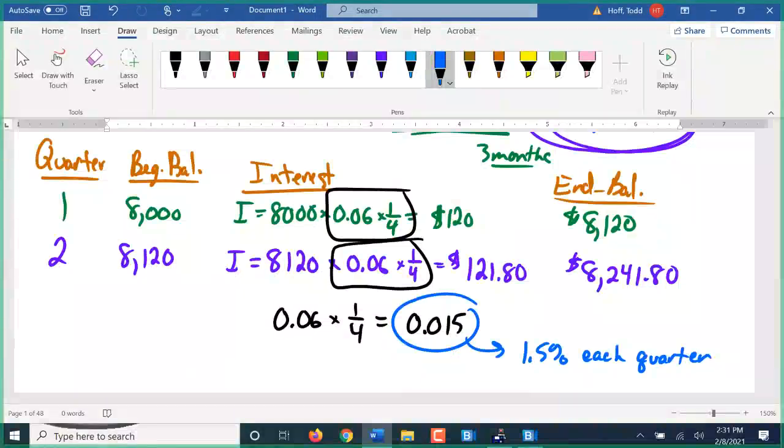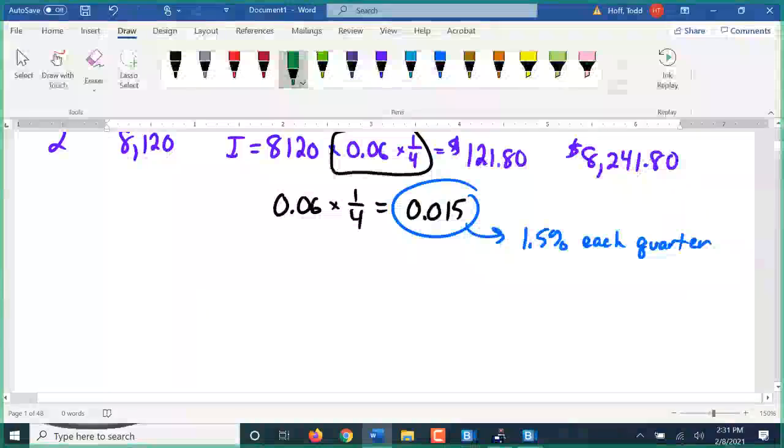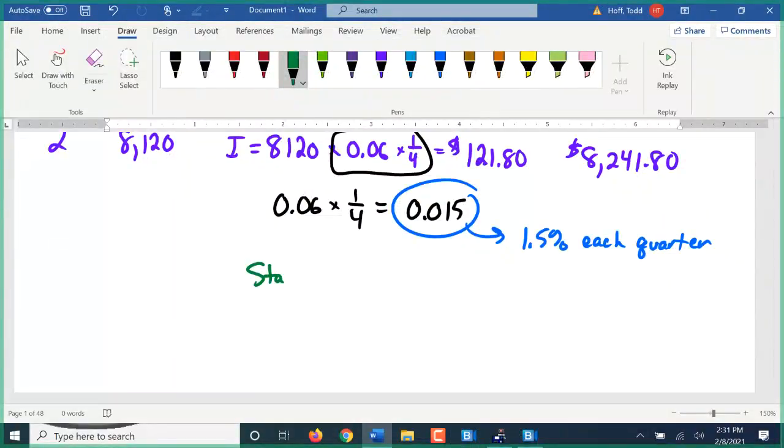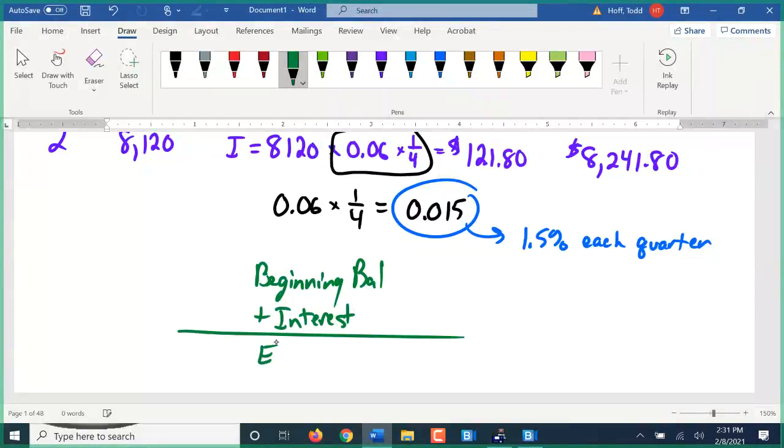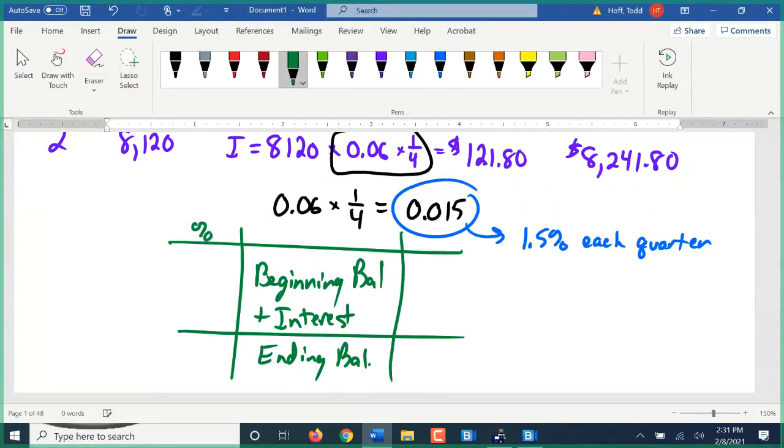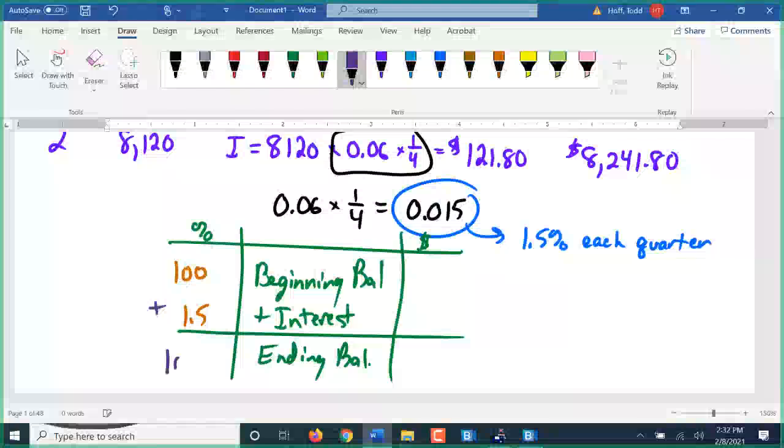That makes perfect sense. Now next, let's look back at some of the things we looked at on Thursday. We have that beginning balance, that we're going to add our interest, then ending balance. And we said each number is described by a percent and a dollar amount. The interest here is 1.5%, right? We know that the beginning balance is the starting amount. That's our 100%. Which means the ending balance is 100 plus 1.5 or 101.5%. Does that make sense?